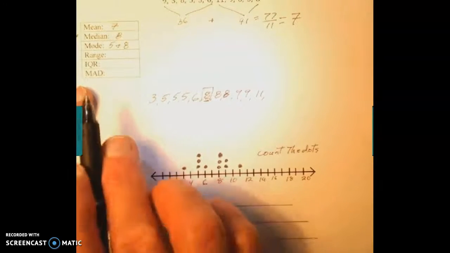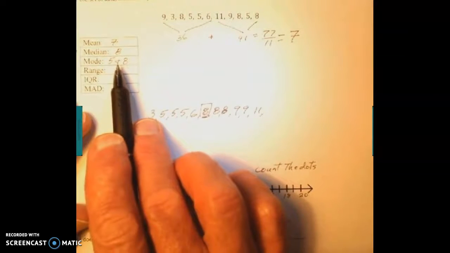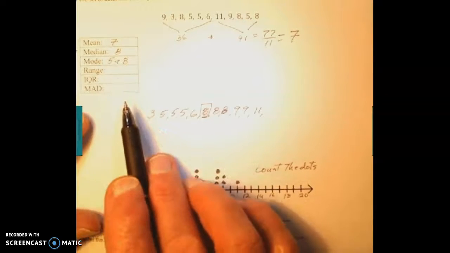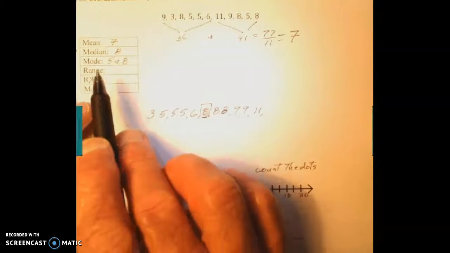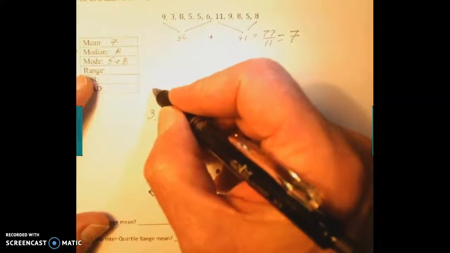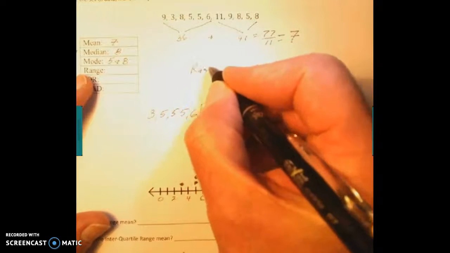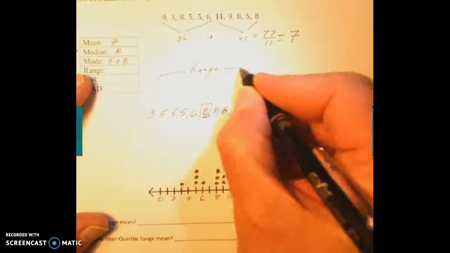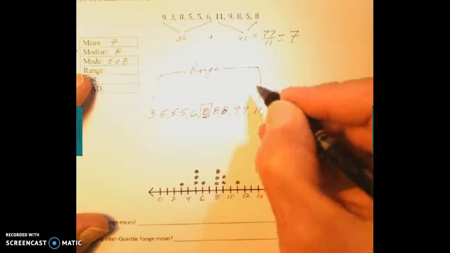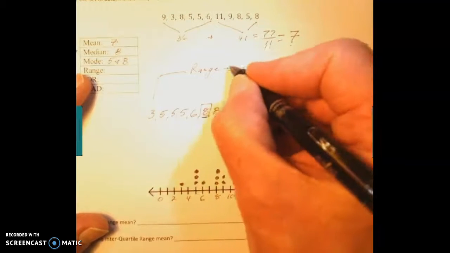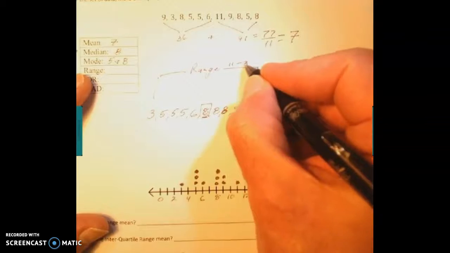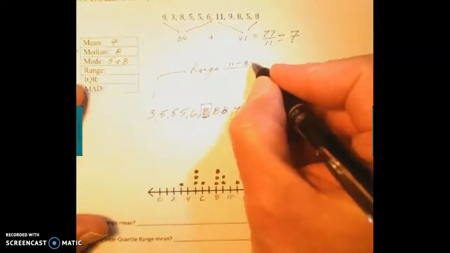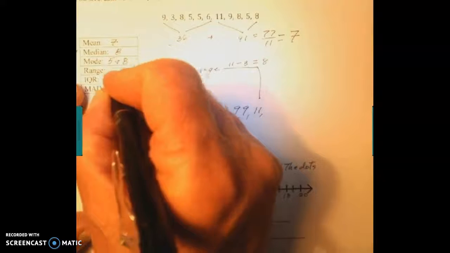Okay, the range. Those were your measures of center, the middle of your data. These 3 are talking about how spread out your data is. So your range is the distance, how spread out all of your data is. So that is going to be 11 minus 3. We are going to get a range of 8.